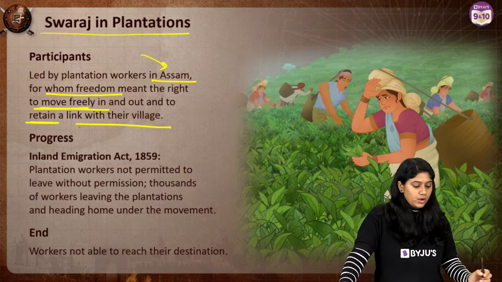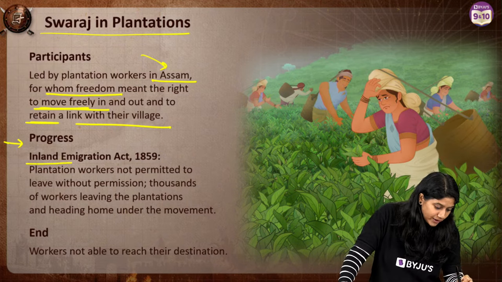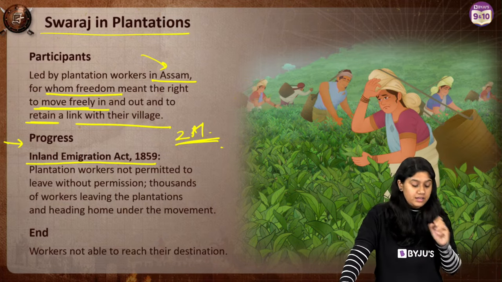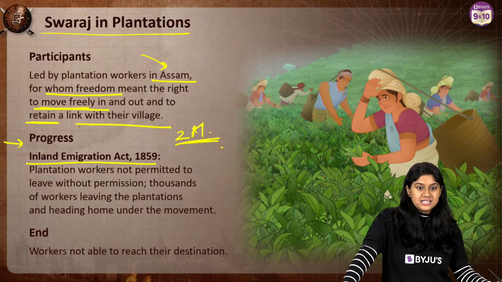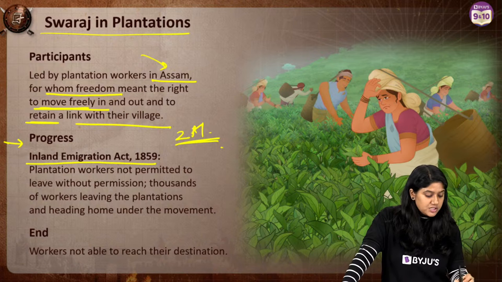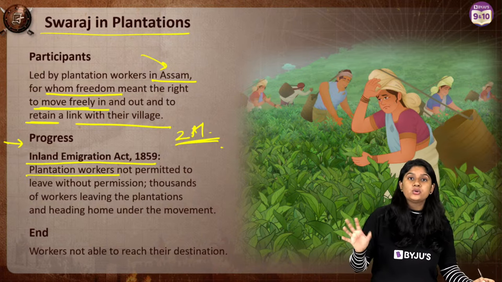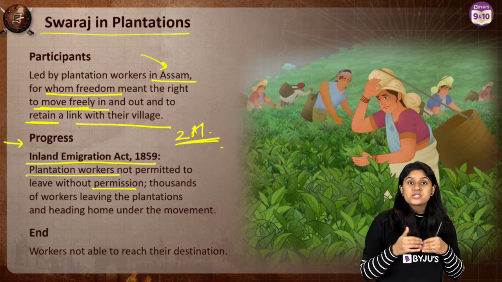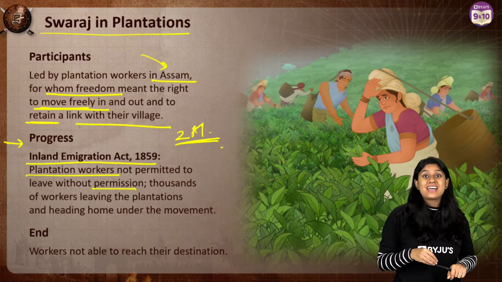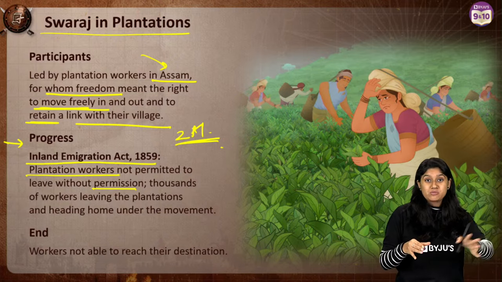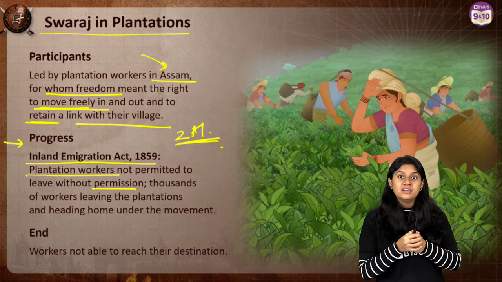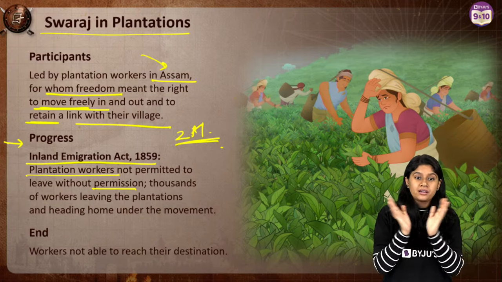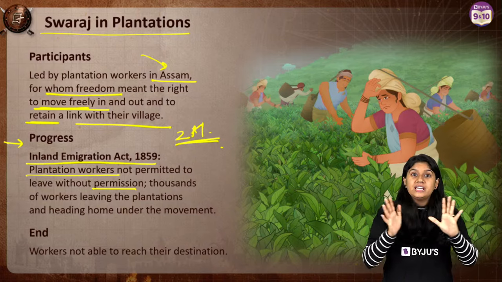Yes, very good. So, we have this law, everyone, a 2 marks question over here. There was a law which was the Inland Immigration Act in 1859. According to this, plantation workers were not allowed to leave that premises without the permission, right? Thousands of the workers left at that particular time during the non-cooperation movement just to support Gandhiji. They heard that Gandhiji will be, the Hind Raj is coming, right? Our country will be free.